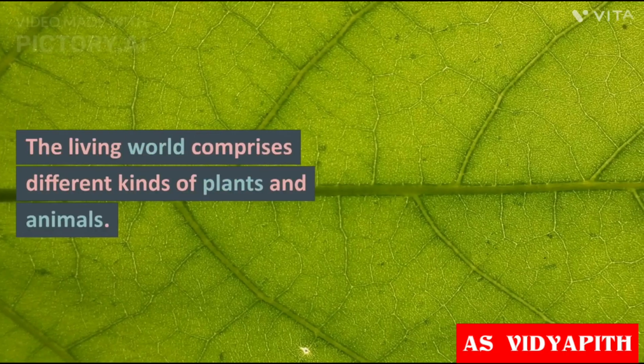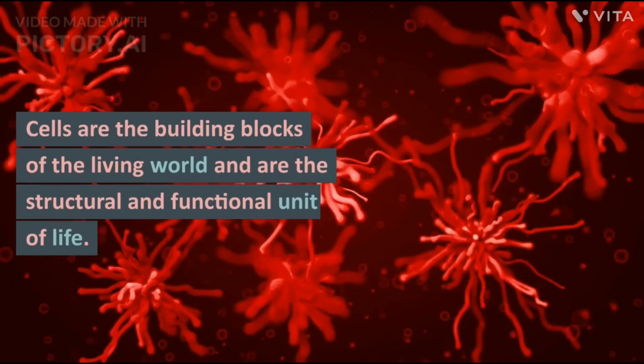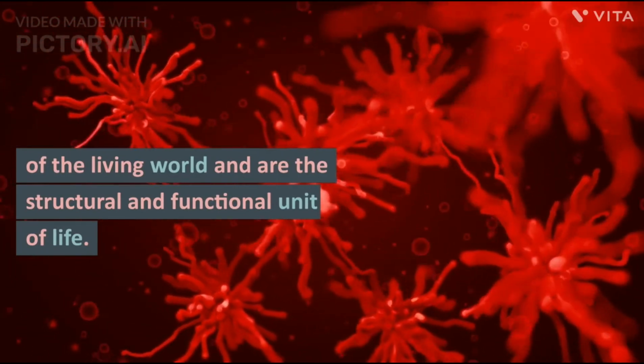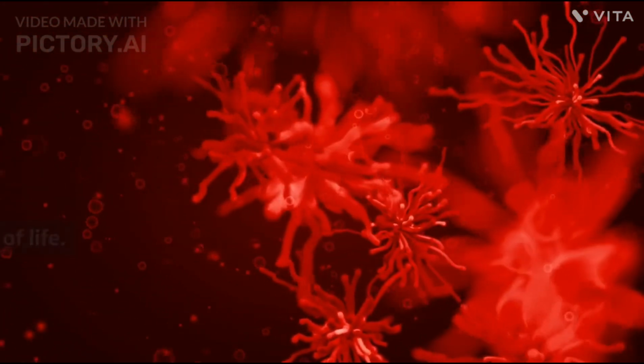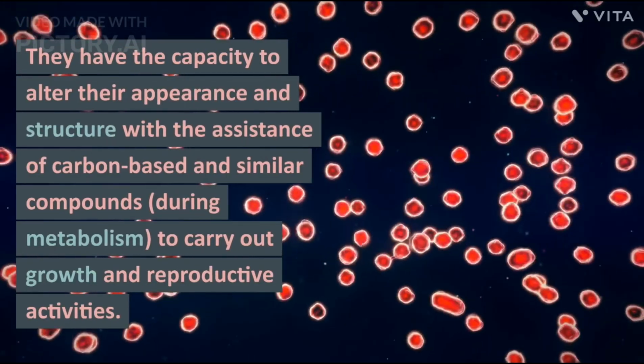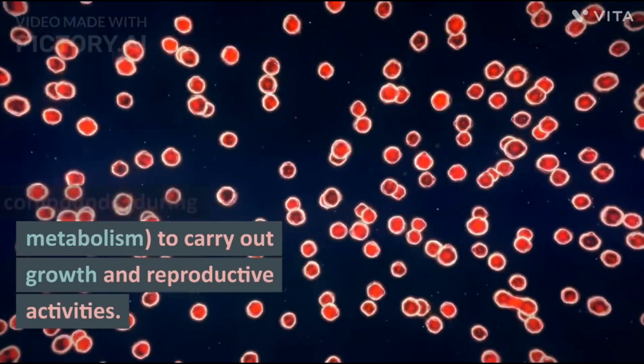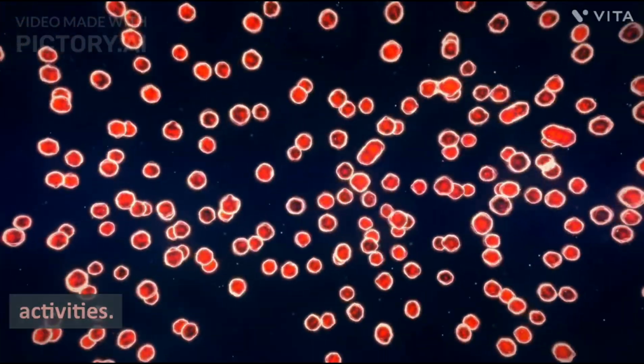Overview. The living world comprises different kinds of plants and animals. Cells are the building blocks of the living world and are the structural and functional unit of life. They have the capacity to alter their appearance and structure with the assistance of carbon-based and similar compounds, during metabolism, to carry out growth and reproductive activities.